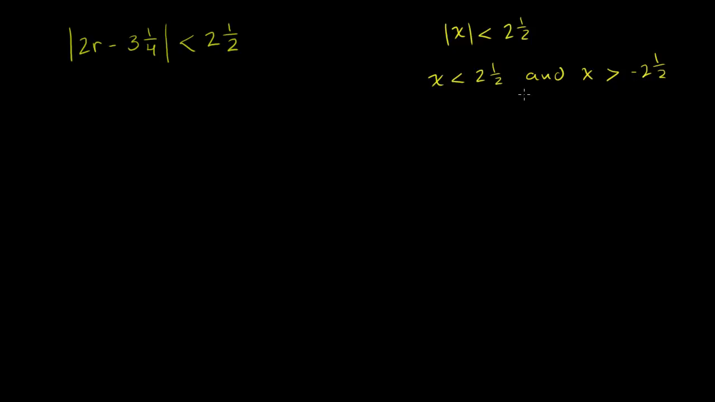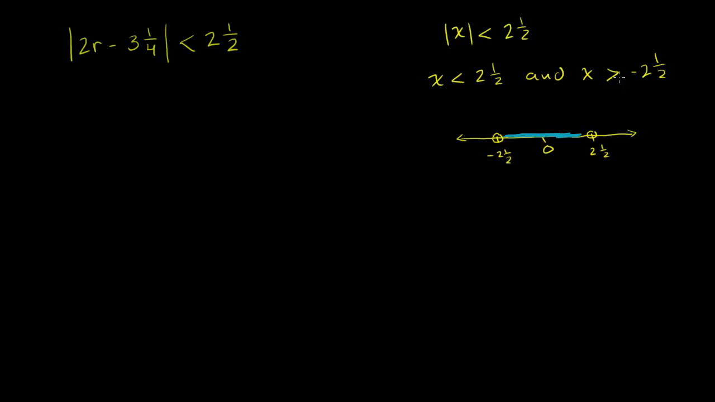And just think about it for a second. If I were to draw it on a number line right here, that is 0, that is 2.5, and that is negative 2.5. These two numbers are exactly 2.5 away from 0, because both of their absolute values is 2.5. Now, if we want all of the numbers whose absolute value is less than 2.5, or that are less than 2.5 away from 0, it would be all of the numbers in between.